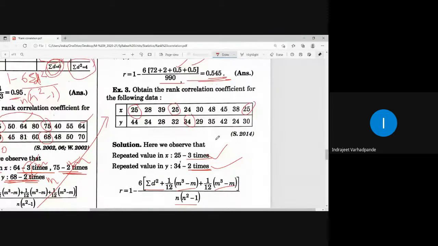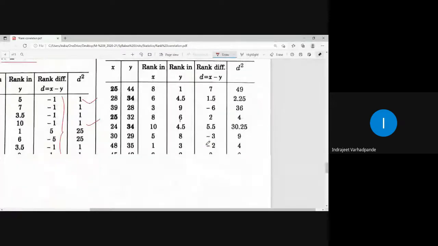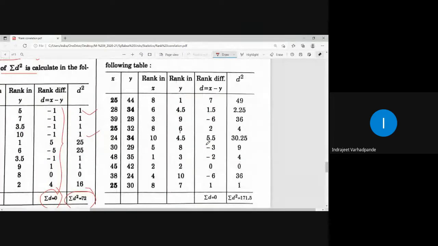Now drawing the table, assigning the values and rank will give you the value for summation d square. Highest value over here is 48. It is assigned rank 1. Next highest is 45, rank 2. Then 39, rank 3. Then 38, rank 4. 30, rank 5. Then 28, rank 6.